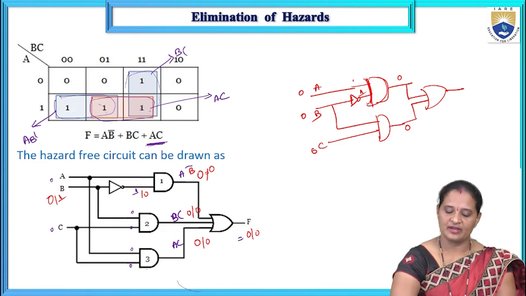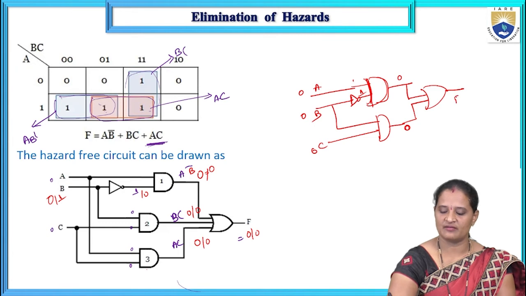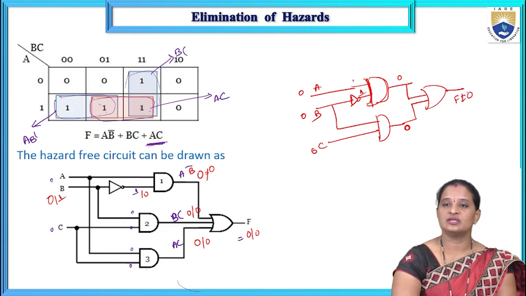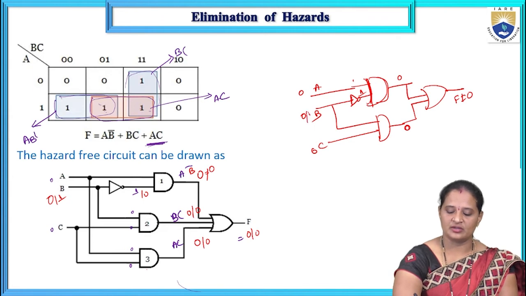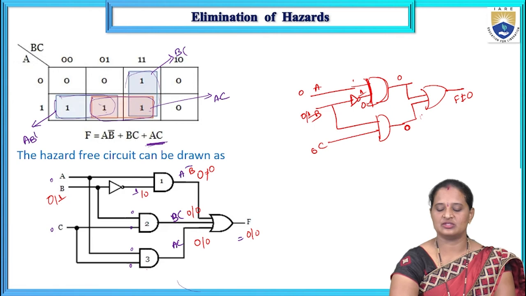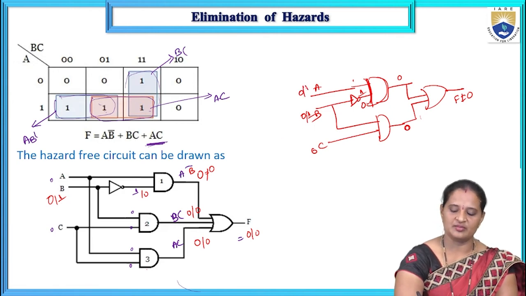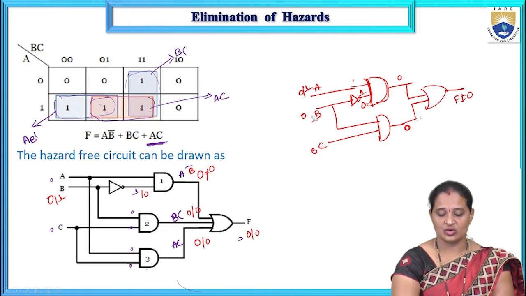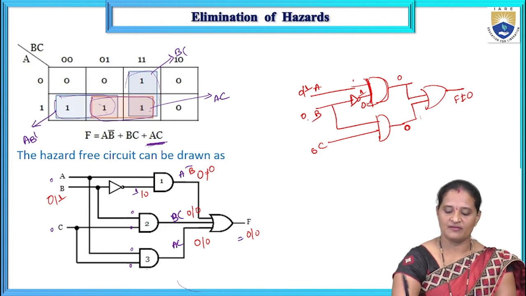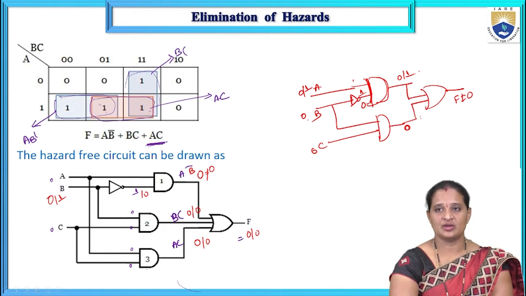Now for example, if I consider 0, 0 here, the output of this AND gate is 0, this AND gate is 0 and the function output is also equal to 0. Whereas if I change this input to 1, now this is 0, again this is 0 and this is 0. If I change this input to 1, here this is 0 anyhow. As it is 1, the output becomes 1.